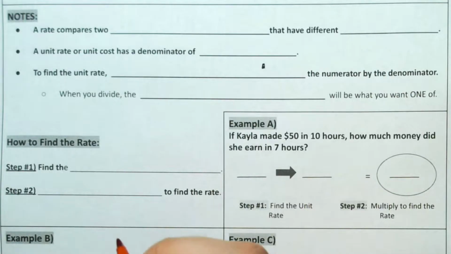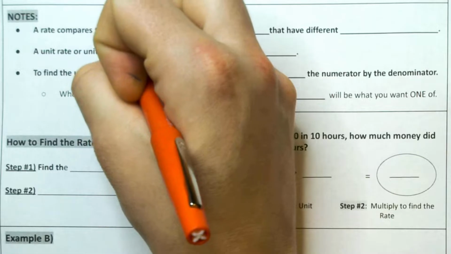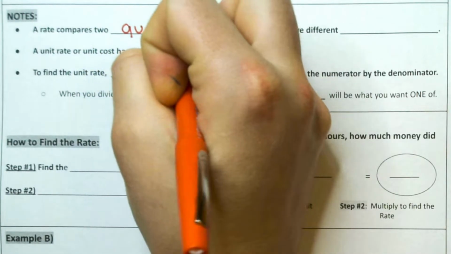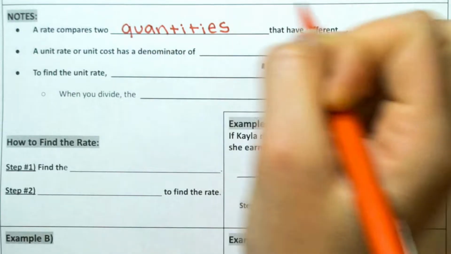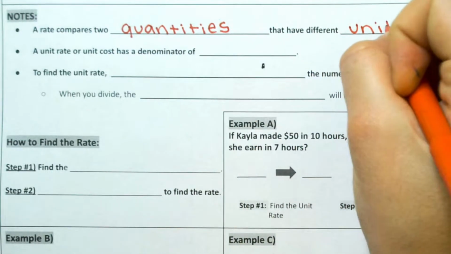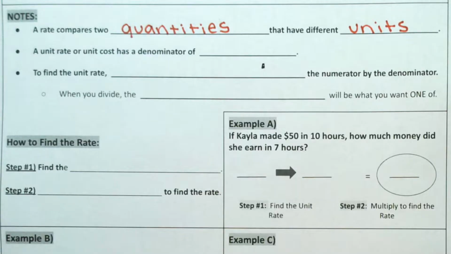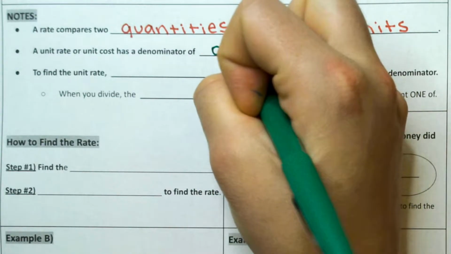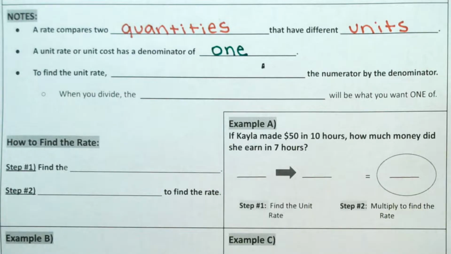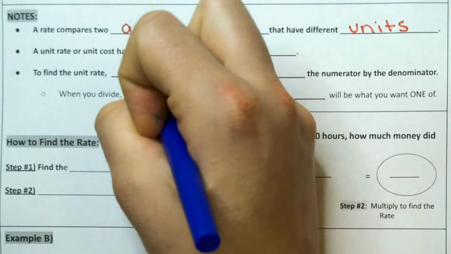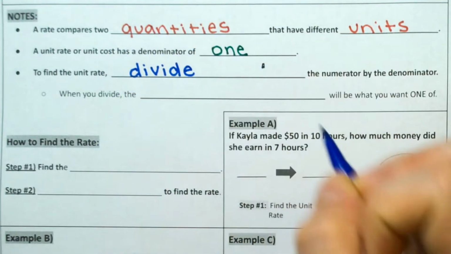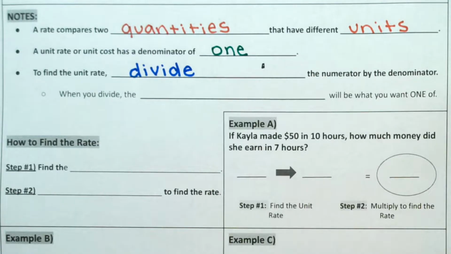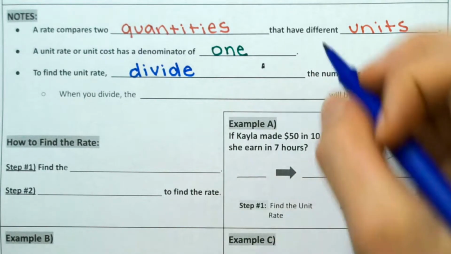Our first note is a rate compares two quantities that have different units. A unit rate or unit cost has a denominator of 1. So when we're finding the unit rate, we are going to divide the numerator by the denominator. So today we're going to be setting up our division problems as fractions.